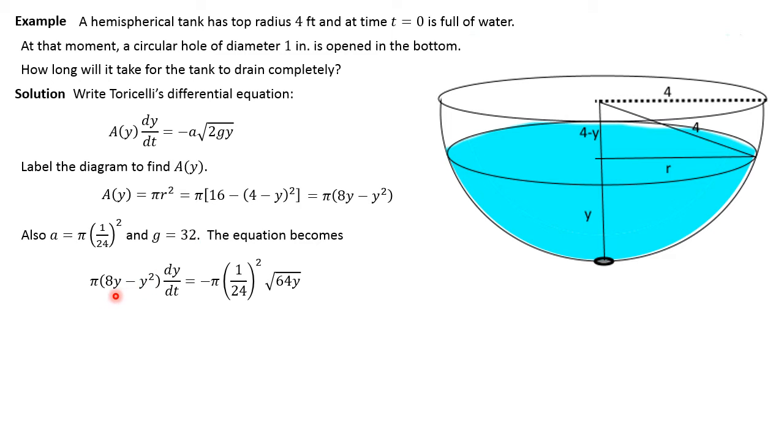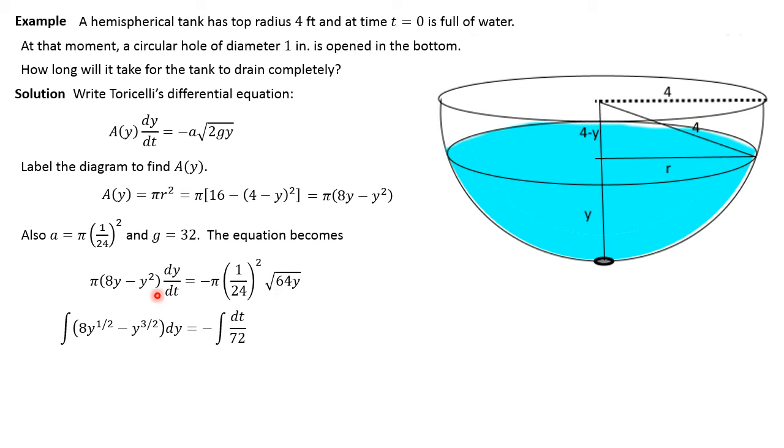So our differential equation, which we had up here, we replaced A of y with pi times (8y minus y squared), and we figured that out. Lowercase a, that's the area of the hole, is pi times (1/24) squared. Don't forget the minus sign when doing Torricelli's law. And finally, we have the square root of 64y, which, by the way, probably explains why Edwards and Penney wanted to use feet for their problem, because conveniently 2g is 64, which is a perfect square.